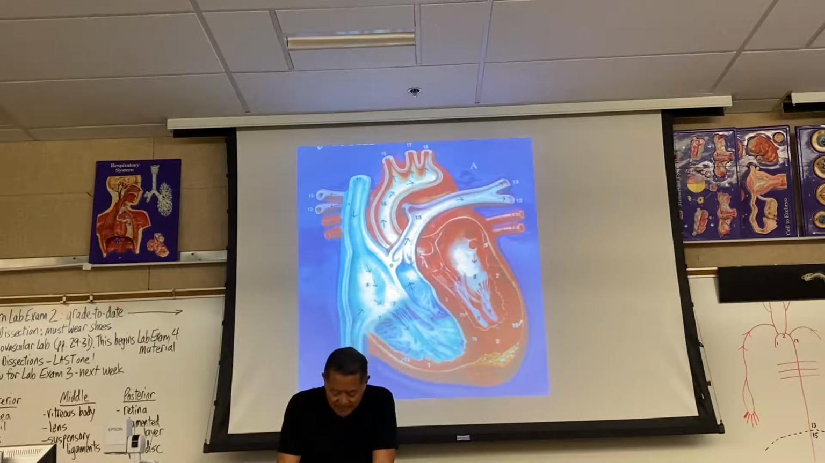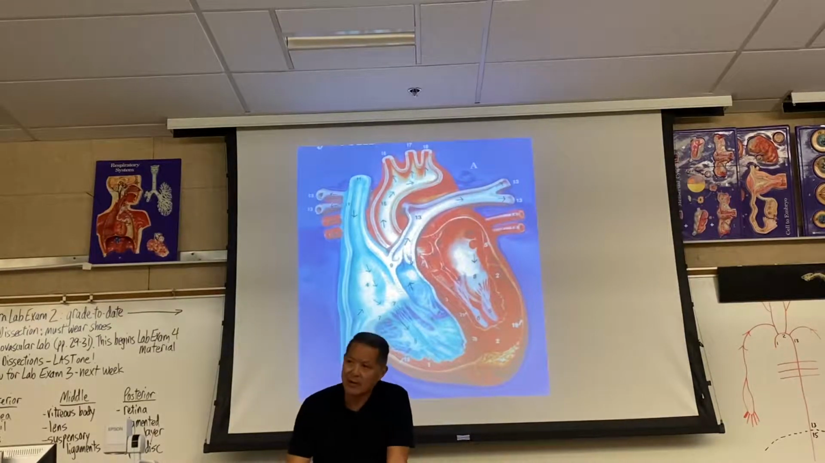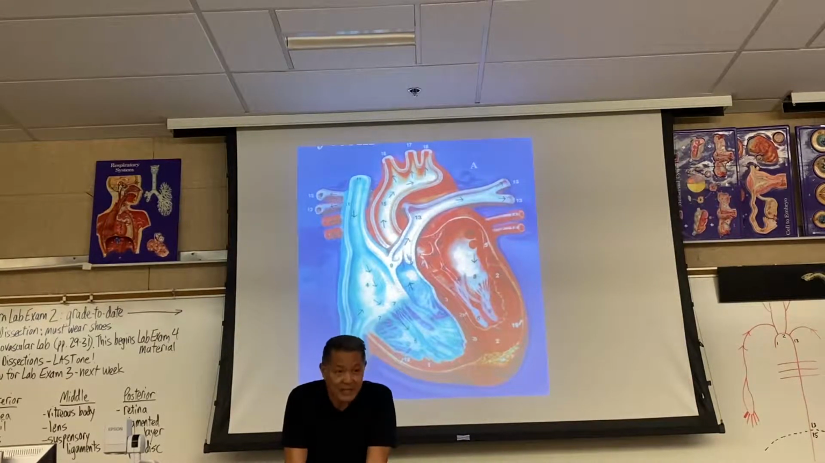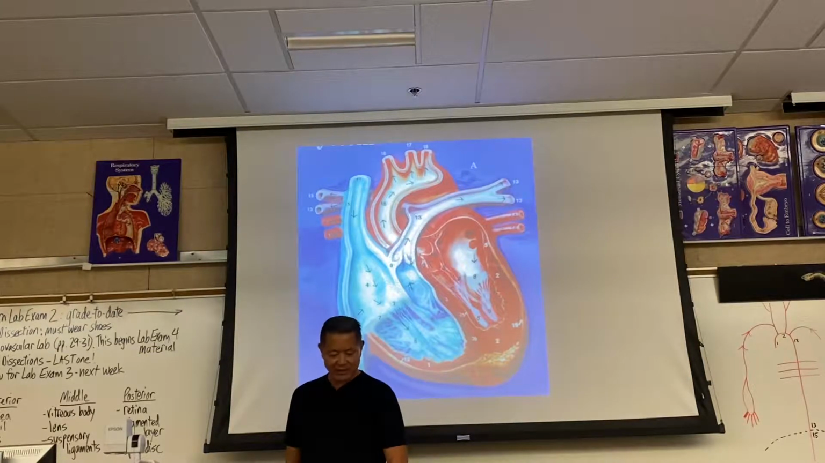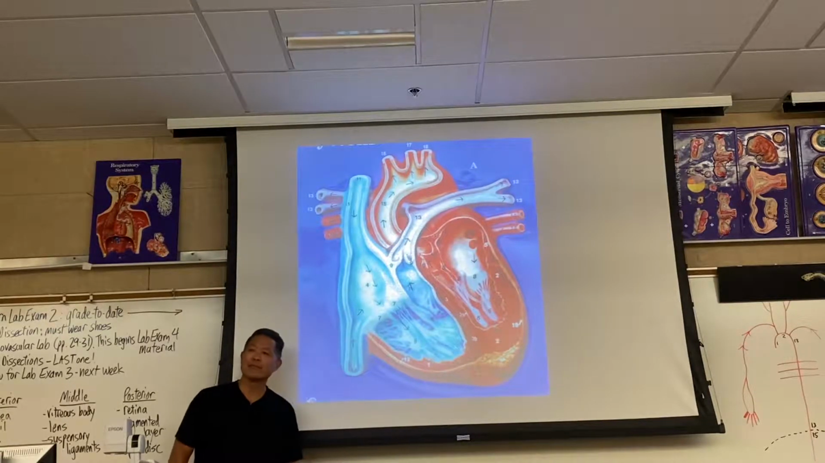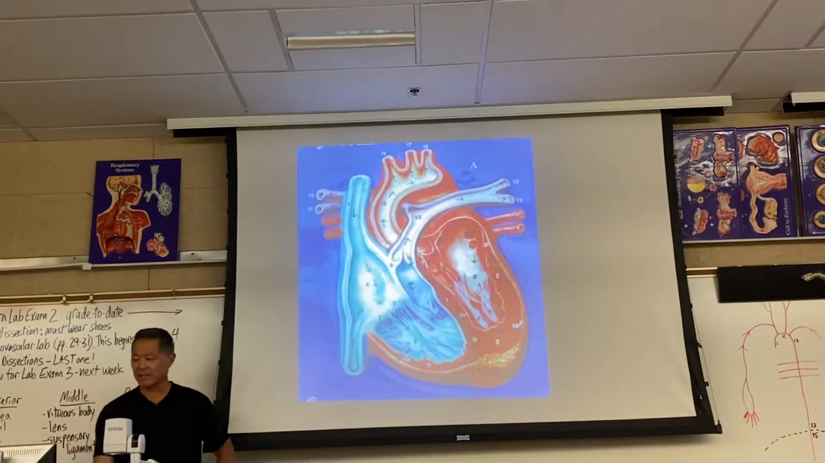Iliac is hip. Femoral is thigh. Popliteal is behind the knee. That's the posterior side of the knee. Tibial is medial leg. Fibular is lateral leg. Plantar is the foot. Okay, everybody got these?